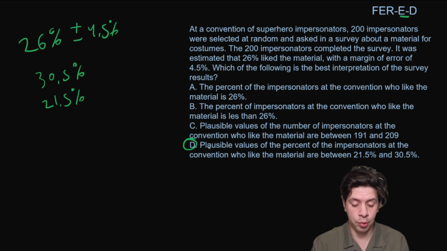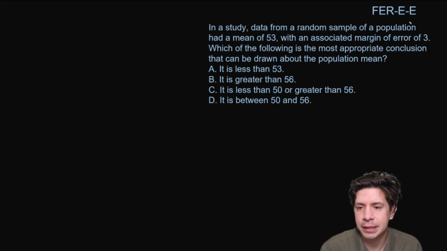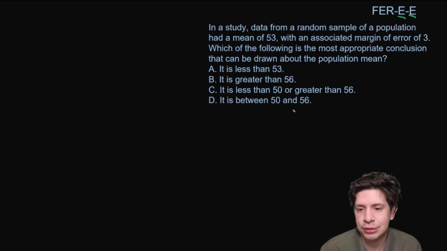Okay, so now we'll go on to the next one. This is the fifth category of the easy level: make inference. It's similar to the last one, except instead of giving a percentage as a margin of error, we're given a value. In a study, data from a random sample of a population had a mean of 53, with an associated margin of error of 3. Which of the following is the most appropriate conclusion that can be drawn about the population mean?